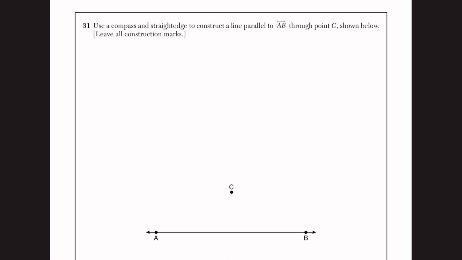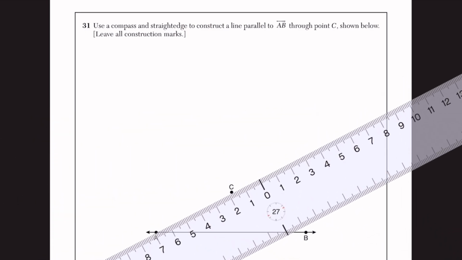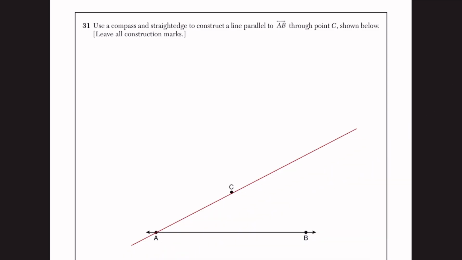Question 31. Use a compass and a straight edge to construct a line parallel to line AB through point C, shown below. Okay, first you want to take your straight edge and draw a line through point A and point C. And then you want to take your compass and put the sharp point on point A, and then draw an arc that passes through line AB, and also the line that we drew earlier.